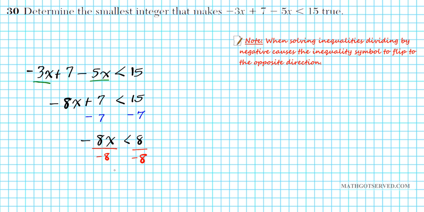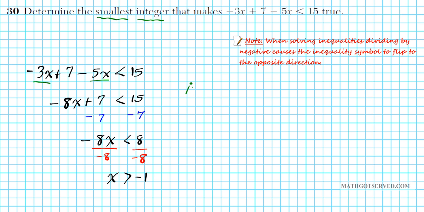And that gives us x is what? 8 over negative 8 is negative 1. What's the inequality symbol going to be? Remember we talked about it earlier that whenever you divide by a negative, it causes the inequality sign to flip. So this now becomes x is greater than negative 1. So any real number bigger than negative 1 will satisfy this inequality, but the question asks us for the smallest integer.